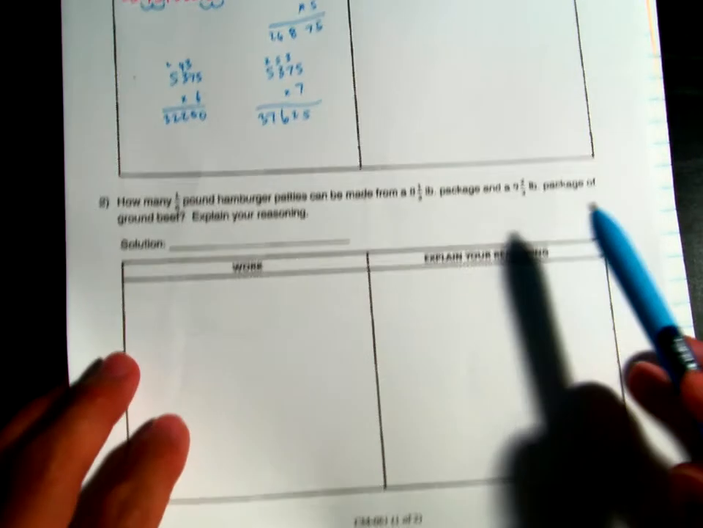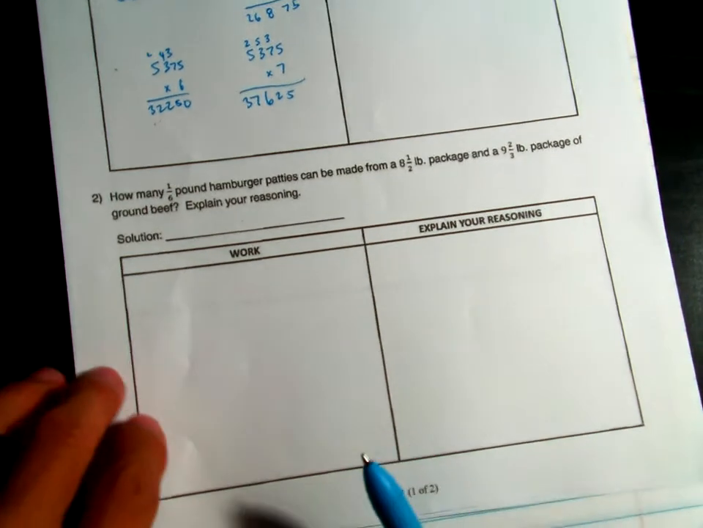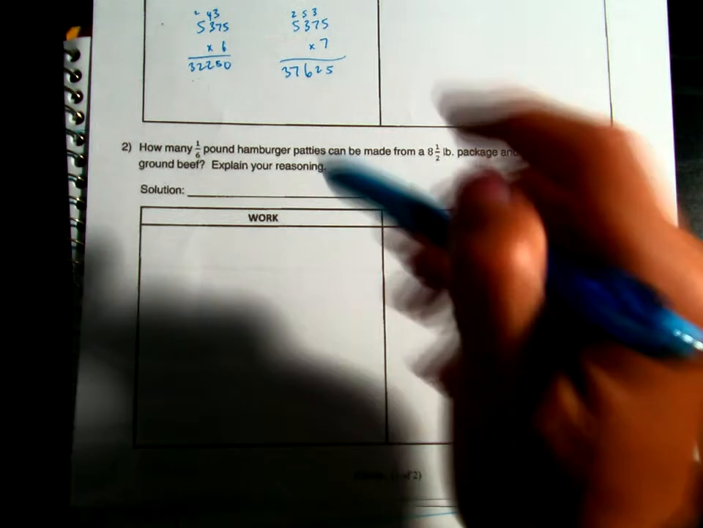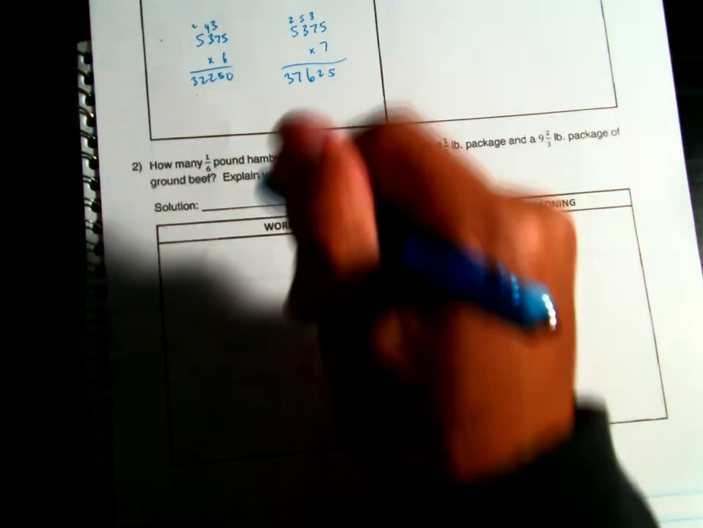Let's try number 2. How many 1/6 pound hamburger patties can be made from an 8 1/2 pound package and a 9 2/3 pound package of ground beef? Explain your reasoning. Well, let's see. How many? 1 and 1/6.